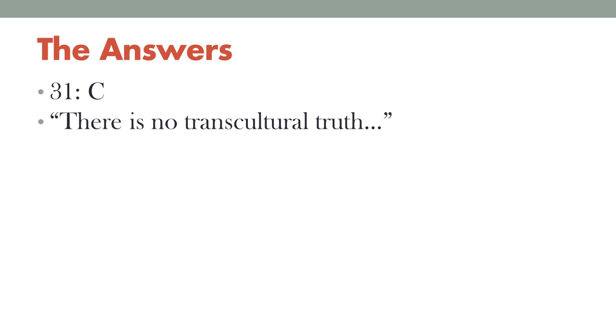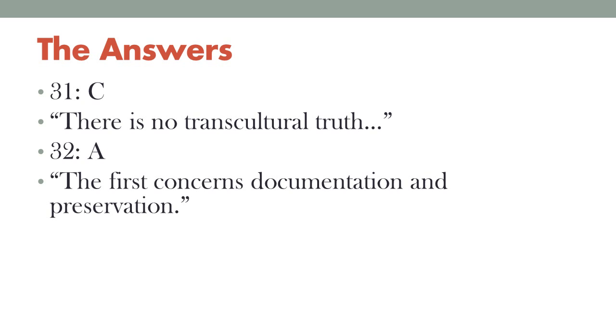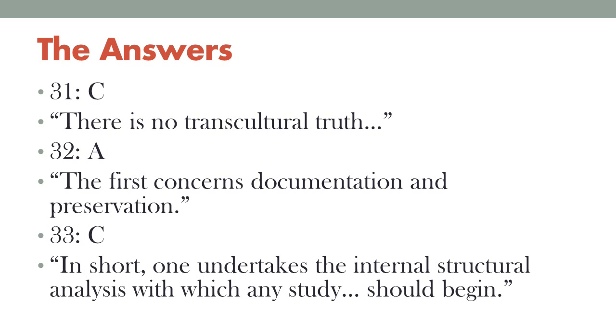And for number 31 we want C, and this is the idea there is no transcultural truth. This links into the question. For 32 we want A, and because we read the first concerns documentation and preservation, and it goes on from there, and this connects very well to the question. And then in 33 we want C. In short, one undertakes the internal structural analysis with which any study should begin, and this connects to the answer. Okay, so have a look. If you're not sure, compare these answers and the part from the text with the question and see if you can find the connection between the two.